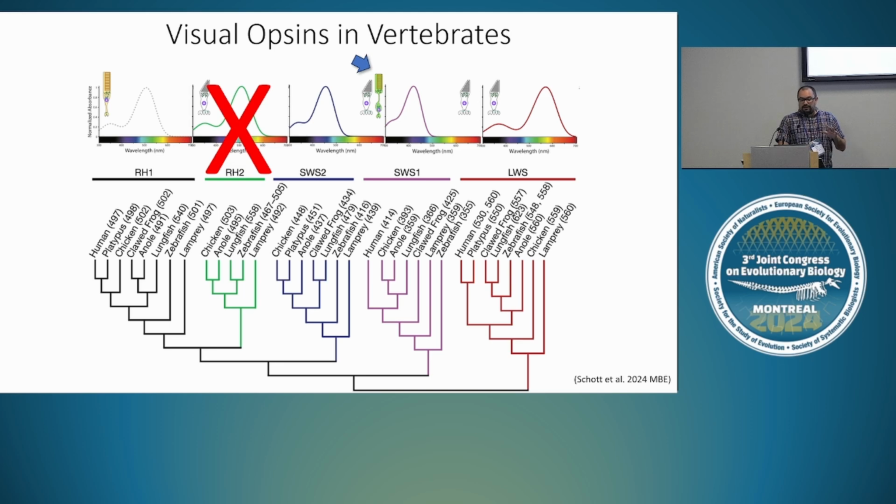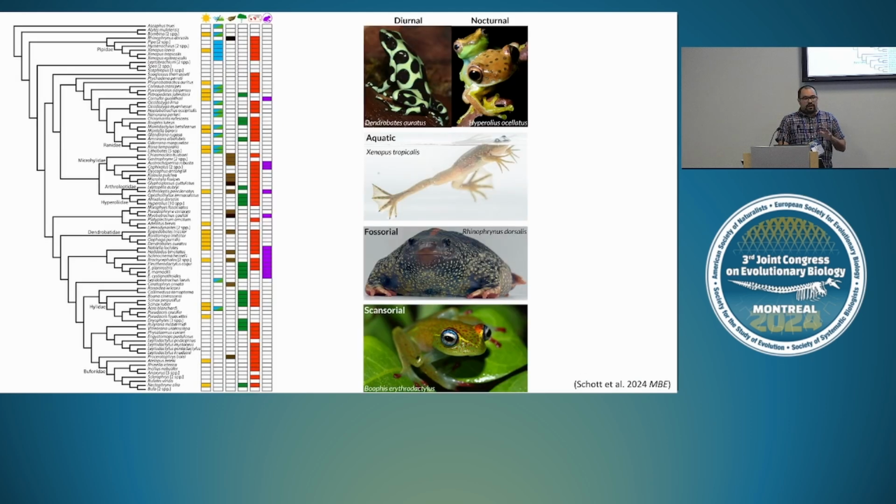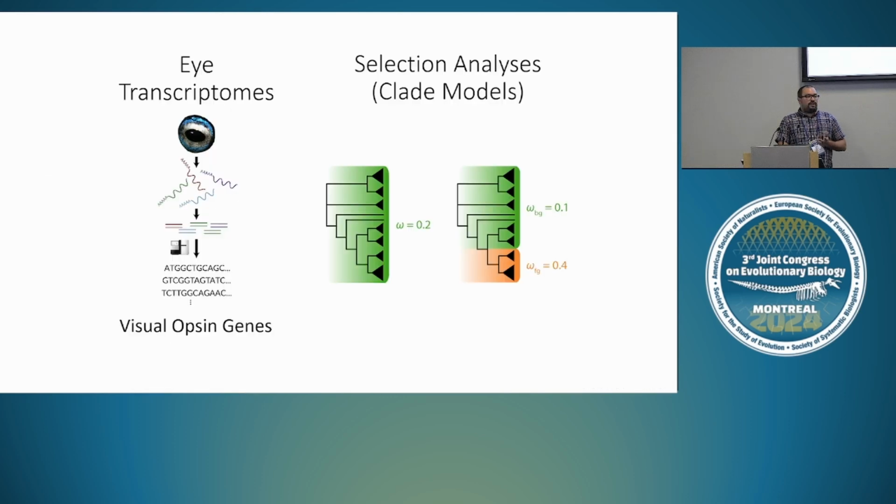All right, so to look at this across taxa, we again took a fairly broad phylogenetic sample. Here we're going to focus on the different habitat types as well as the different developmental modes, the direct developers versus not. And we used eye transcriptome sequencing supplemented with whole genome sequencing, and then did molecular evolutionary analyses to measure selective pressure using what's called clade models.